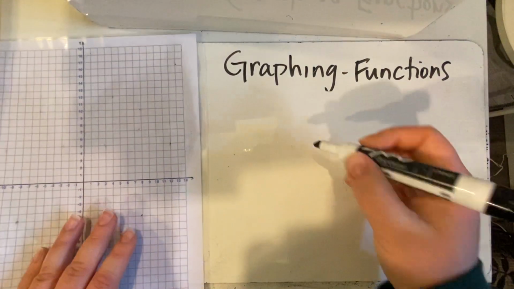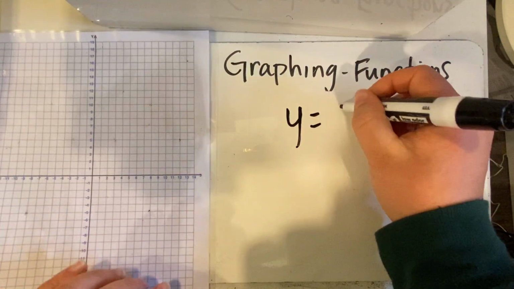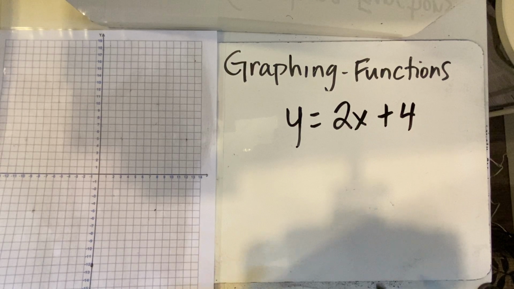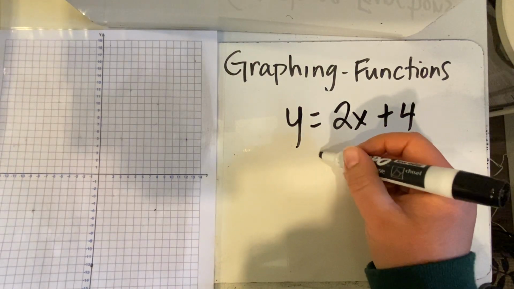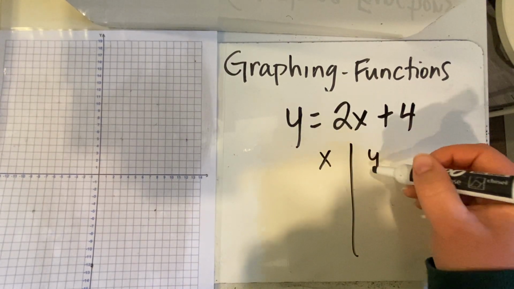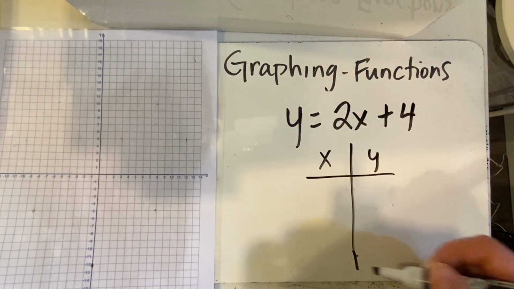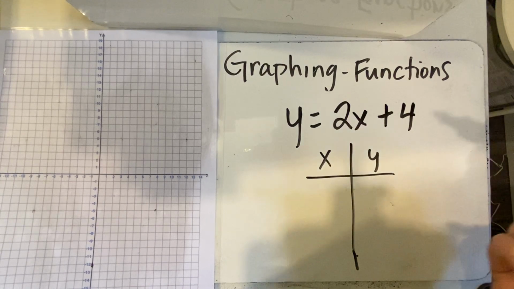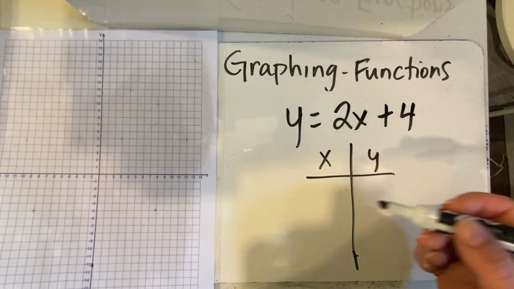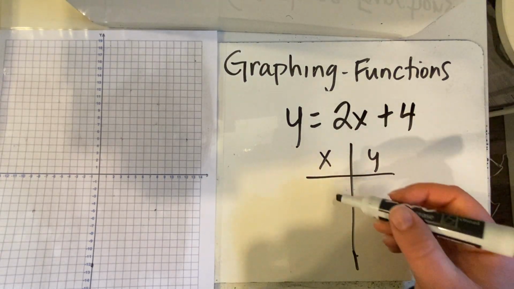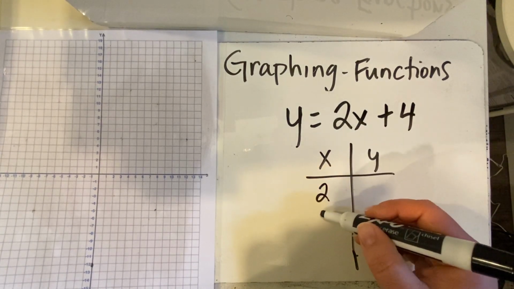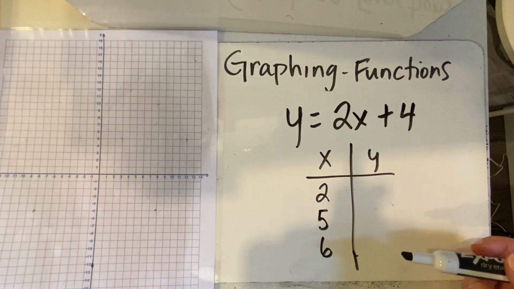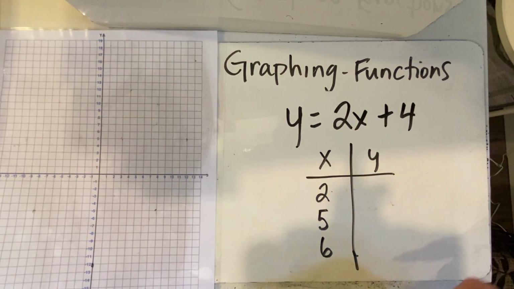If I give you a function that looks like this, say 2x plus 4, the first thing that we can do is make a function table. In this case, just to see it a little bit differently, I'm going to have my x values and add them in there in random order. So I'm going to have 2, 5, 6. Okay, this is still a function table. We just have to be careful with what we're substituting.